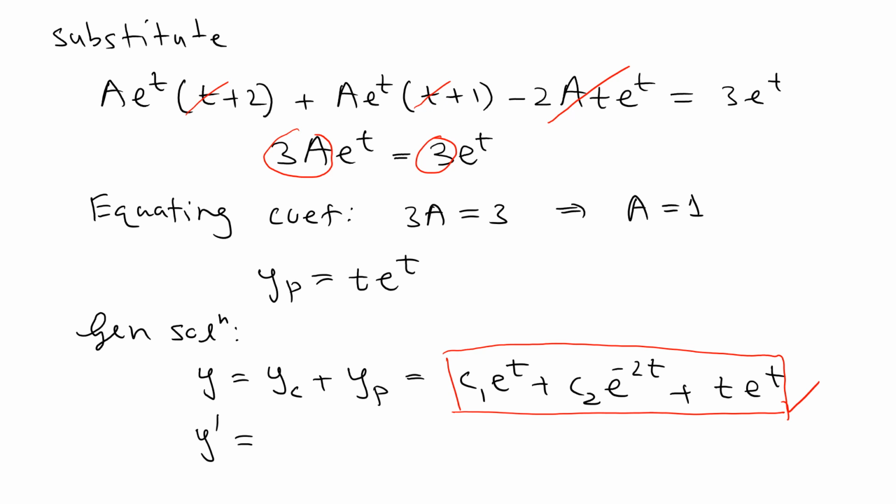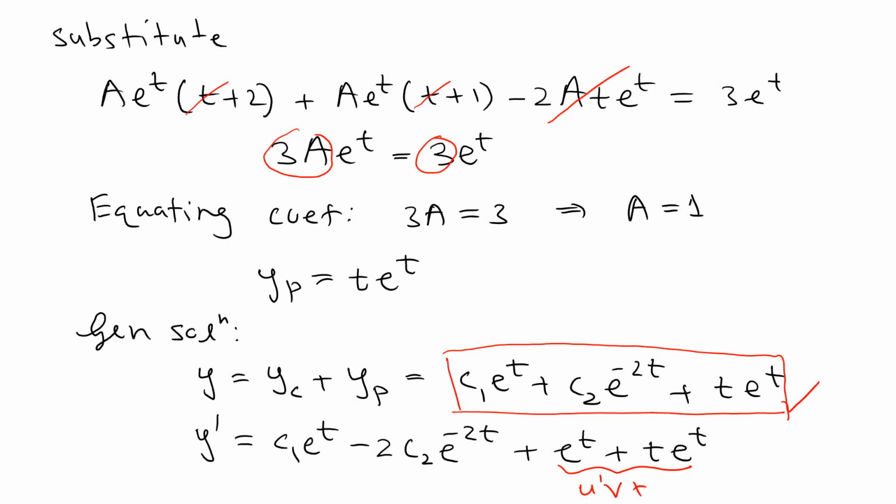So the y prime is what you get from the first term, it is c1 e^t. From the second term, you can see negative 2 c2 e to the negative 2t. And from the product rule, you get e to the t plus t e^t. The product rule is u prime v plus v prime u. That's the version we use because that's much easier to remember. Take the derivative of the first term like that.